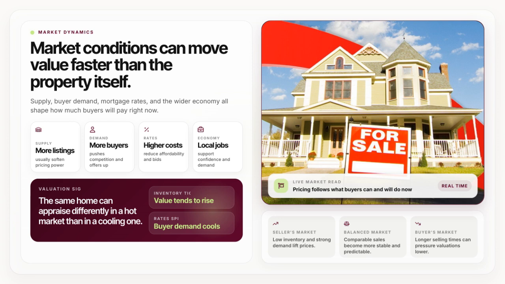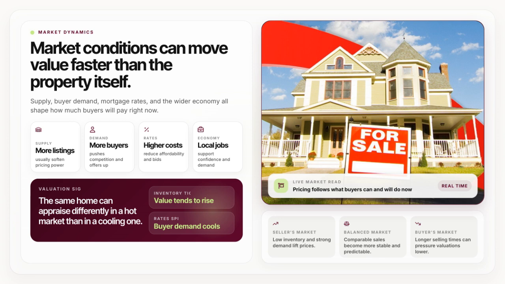Mortgage rates also have a significant impact. When rates increase, borrowing costs go up, which reduces affordability and ultimately leads to fewer high bids. The broader economy shapes this as well. Strong local job markets boost buyer confidence and demand. All these elements combined serve as a valuation signal, meaning the same home might be appraised differently depending on whether the market is hot or cooling down.